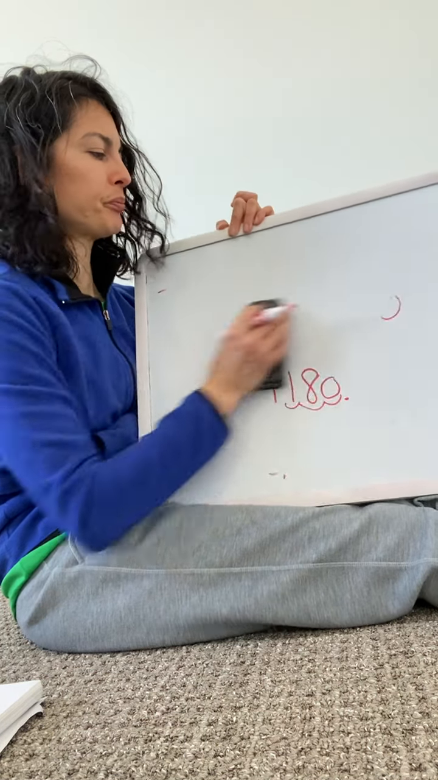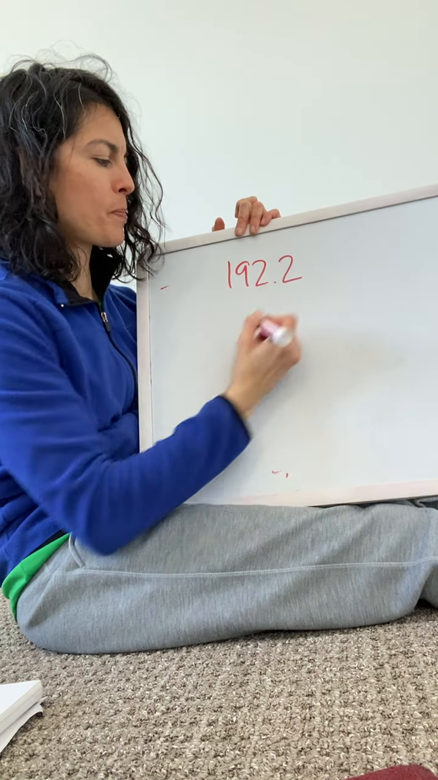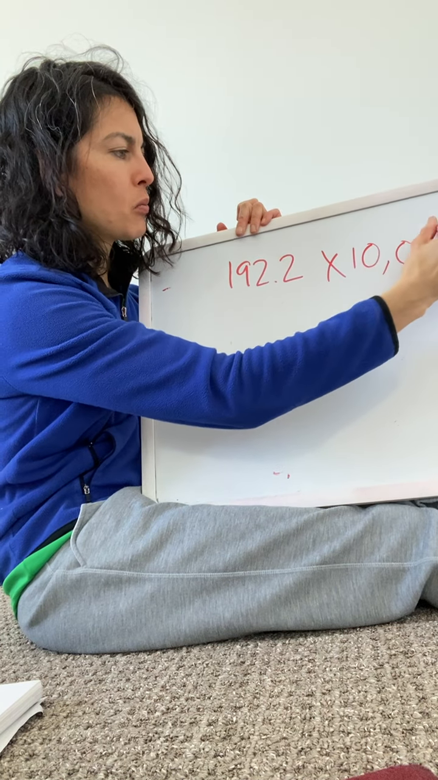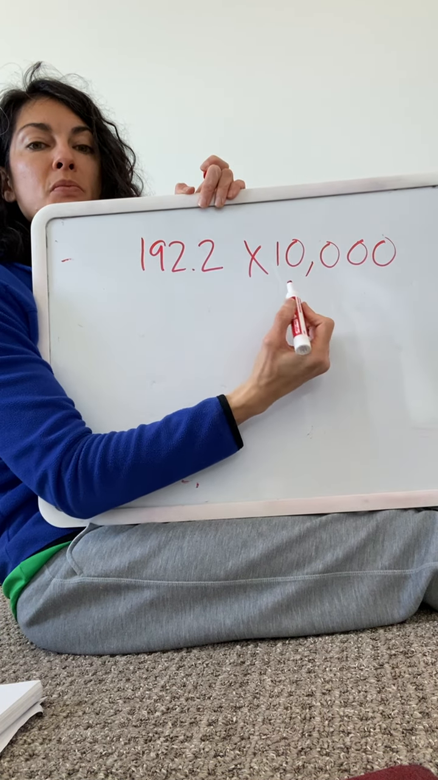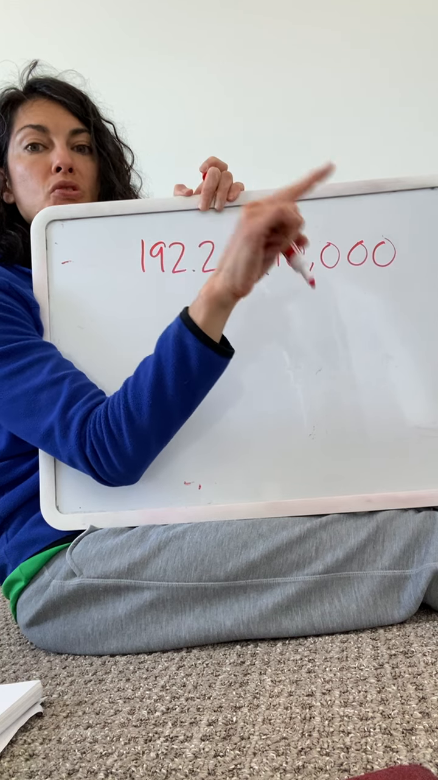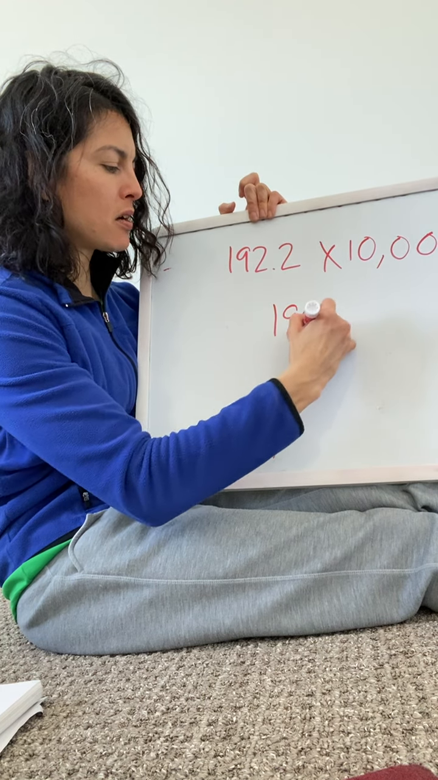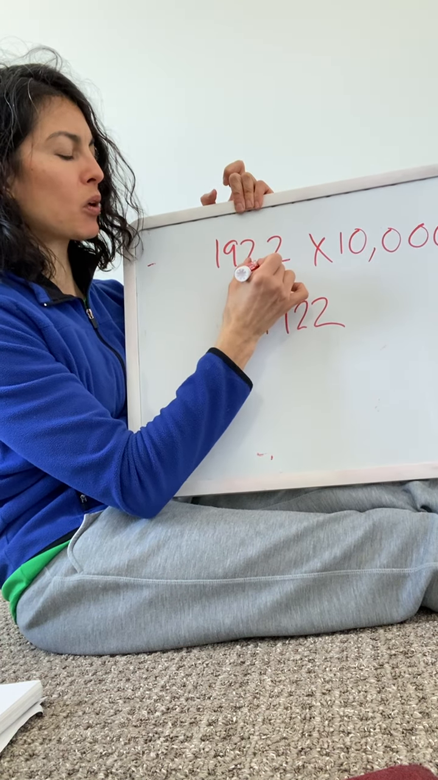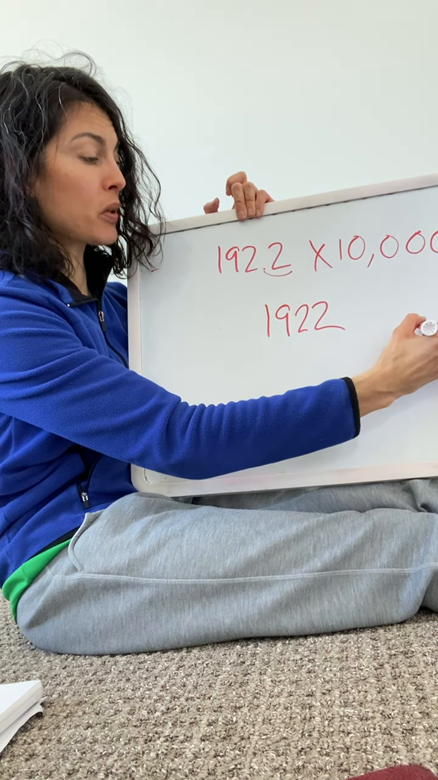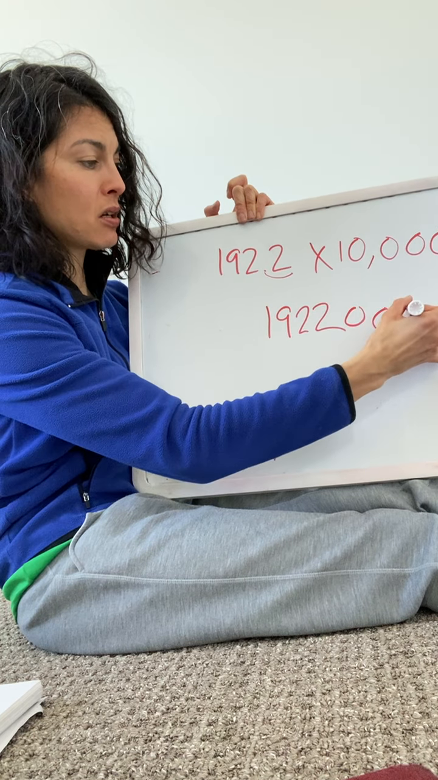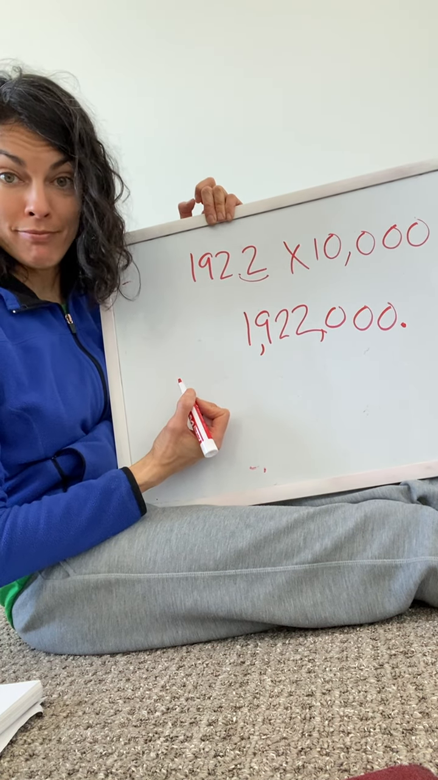How about this one? 192.2 times 10,000. We would be moving our decimal 1, 2, 3, 4 places to the right, and that's the only thing that's changing. Let's go ahead and do it. Let's write down all those digits, 1922, and we're going to move 1, 2, 3, 4 places over. That means we need 3 zeros. Our new number would be 1,922,000. That's how you do it.